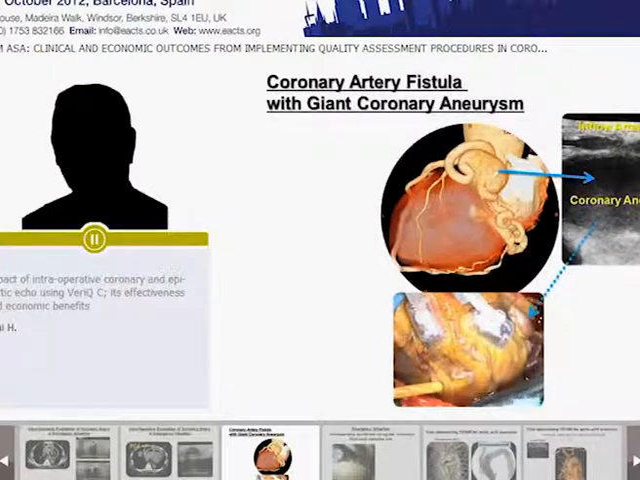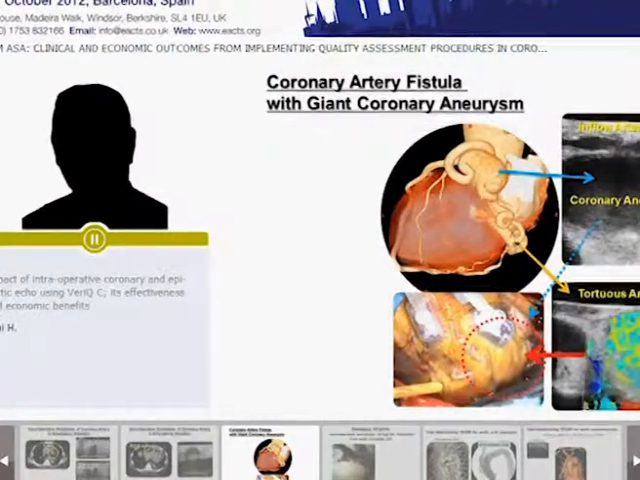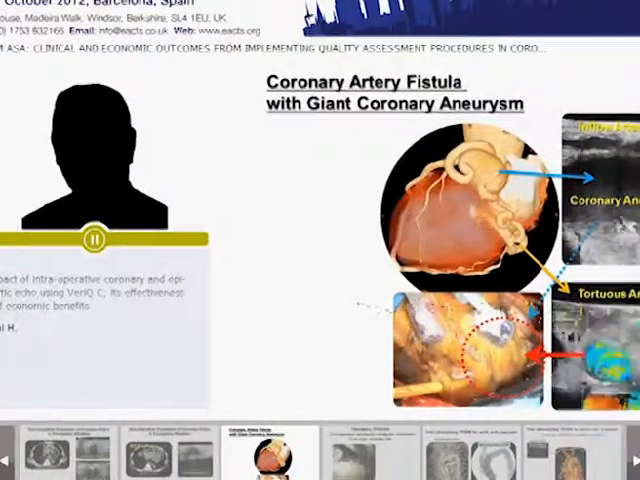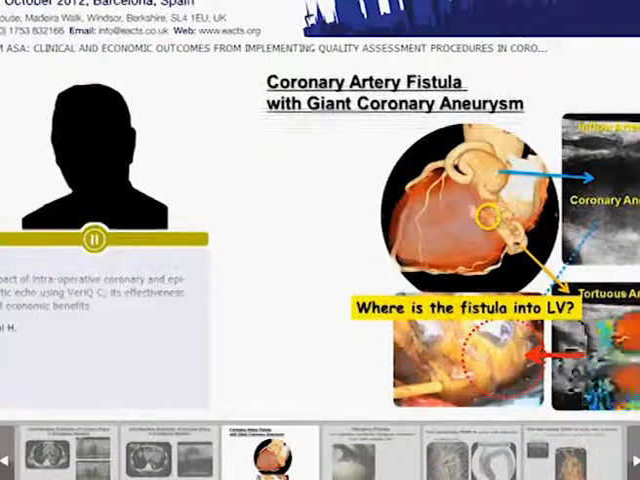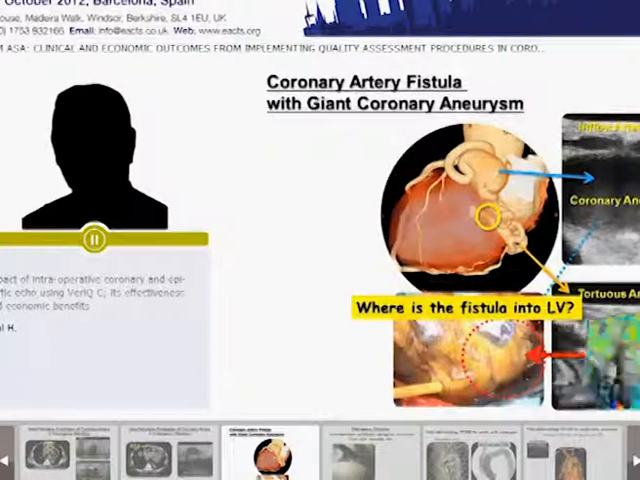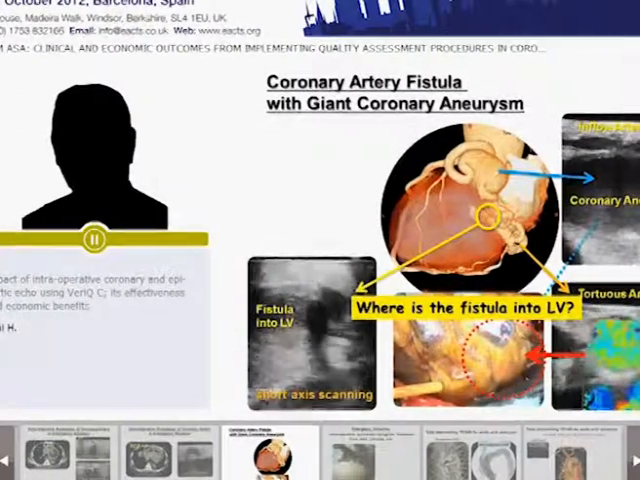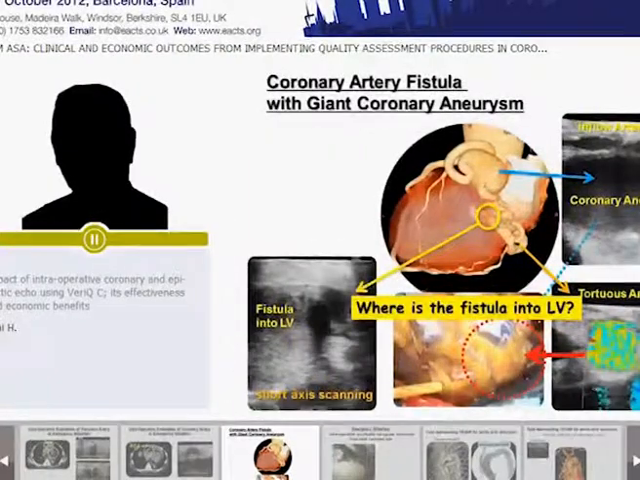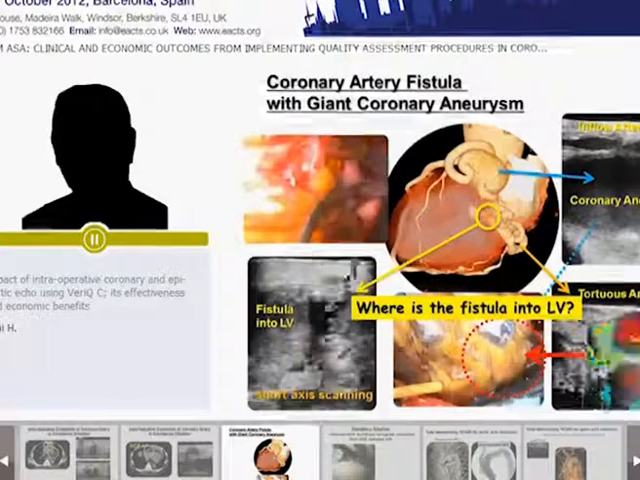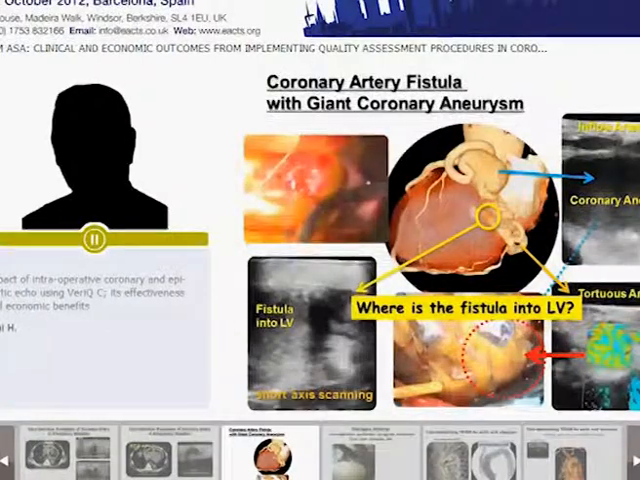And this is another interesting case. This is a coronary artery fistula with giant coronary aneurysms. You can see the inflow artery and the coronary aneurysm. And in this part, there are tortuous arteries. I have to ligate this fistula, but there's dense fat over there, so I can't find the exact fistula artery. Then I scanned it. Short axis scanning shows the exact position of the fistula. And finally, I could easily find it and ligate it, and the patient is okay.